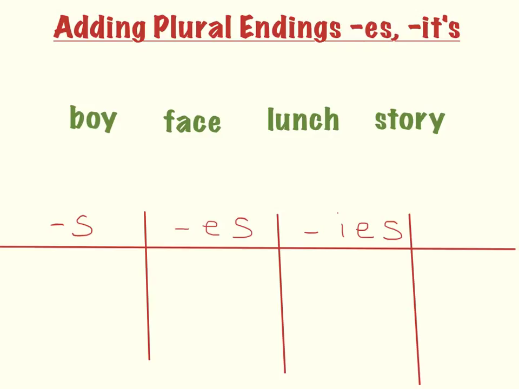To make plurals, we add S, ES, or IES. Look at the word boy. To make this word plural, we just add S for boys. The word face has a silent E. To make face plural, we add S. The word lunch ends in CH. To make lunch plural, we add ES to make lunches.